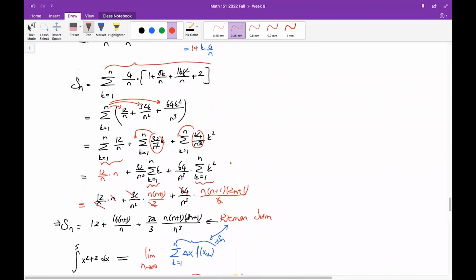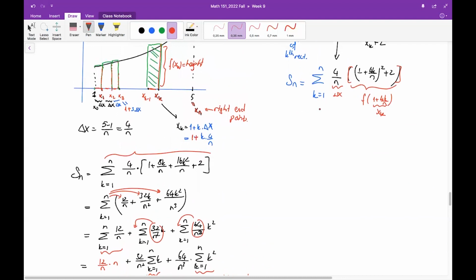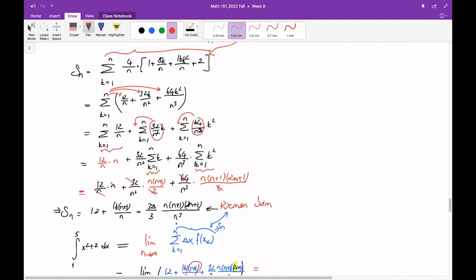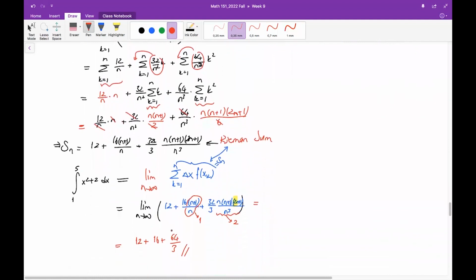I think the hardest or most challenging part is to compute the result of such a Riemann sum. It took a while for us, and then we just take the limit of that expression.